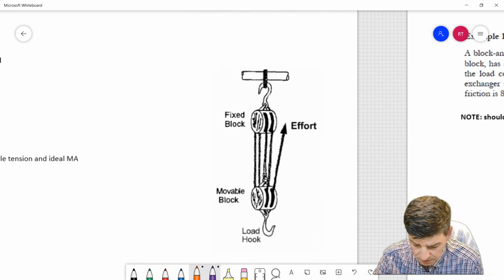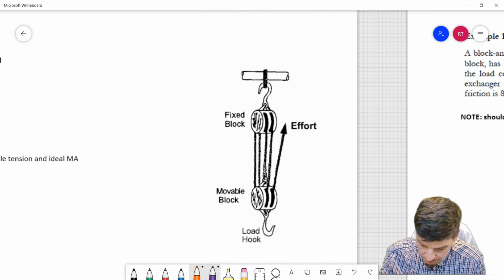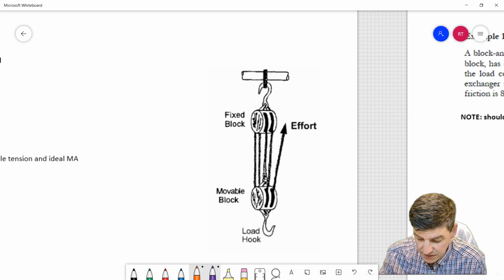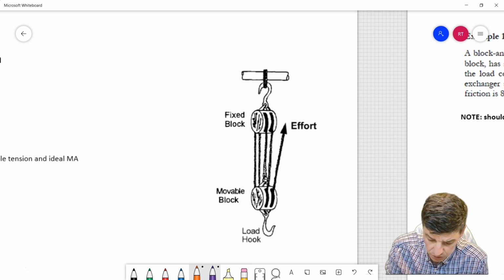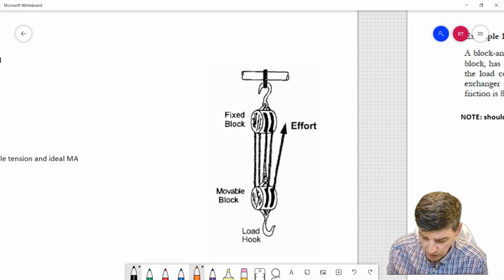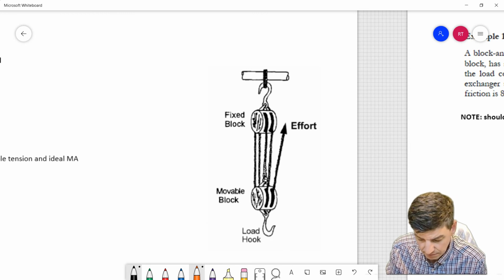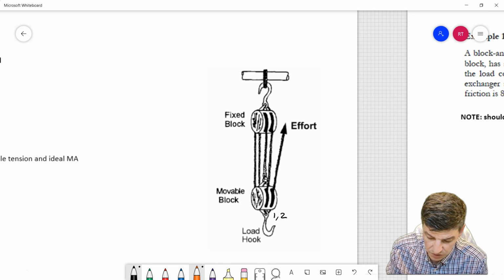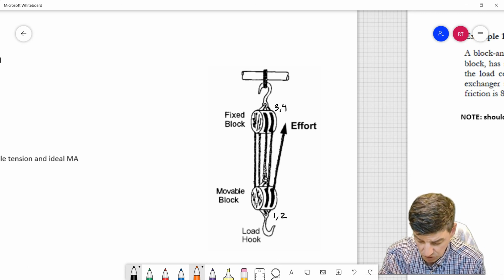I have a fixed block and a movable block. Okay, so the block, again, the terminology. Wondering what my VR might be. Okay, so a couple of approaches. One, I'm going to count my pulleys. So I have 2 in the bottom, so 1, 2, 2 at the top, so 3, 4. So my VR is either going to be 4 or 5, depending on the arrangement.